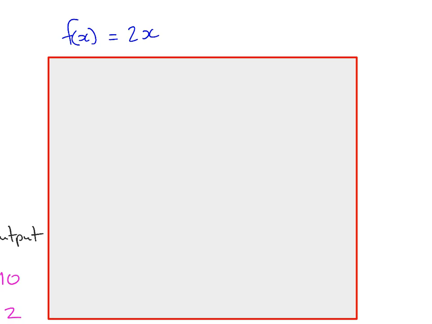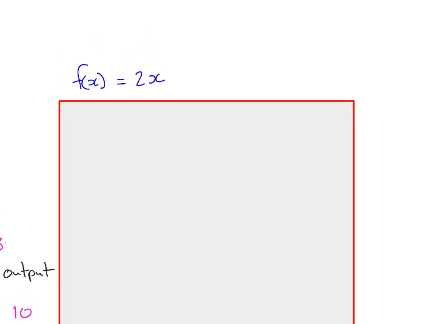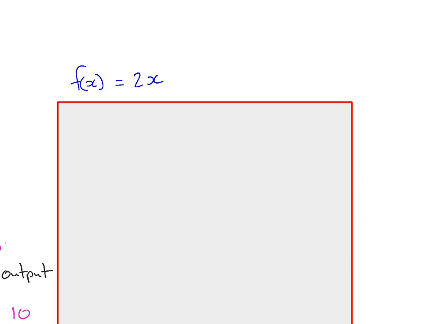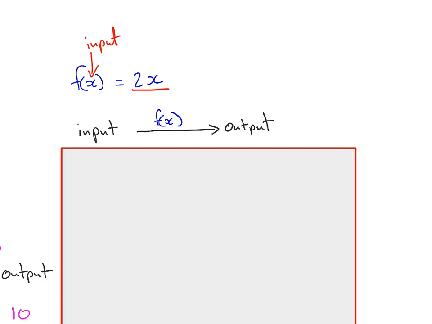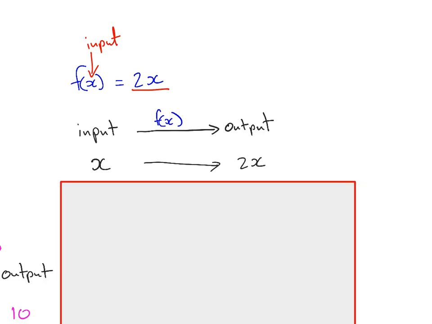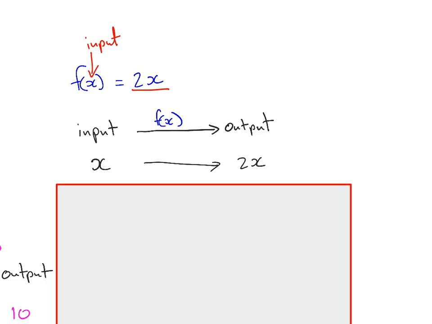So if my function is f of x equals 2x, what that is saying is that if I have an input of x, then this function f makes that input of x become an output of 2x, okay? So I have an input, I perform f of x, and I get an output when my input is x. So when my input is x, I get 2 times x.